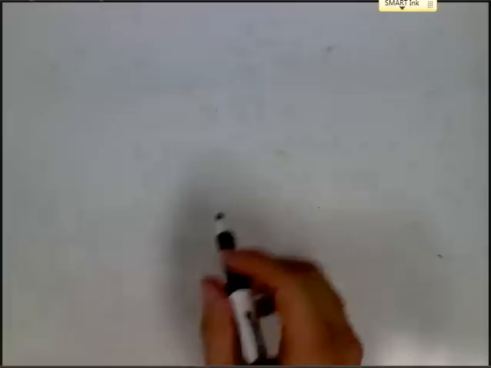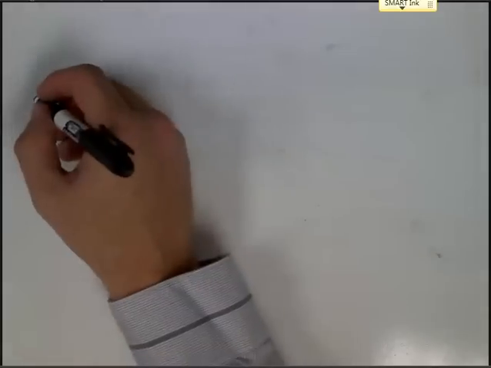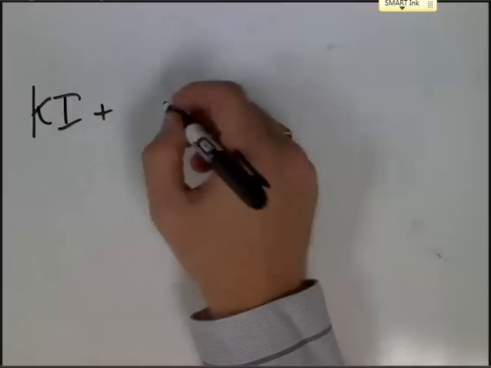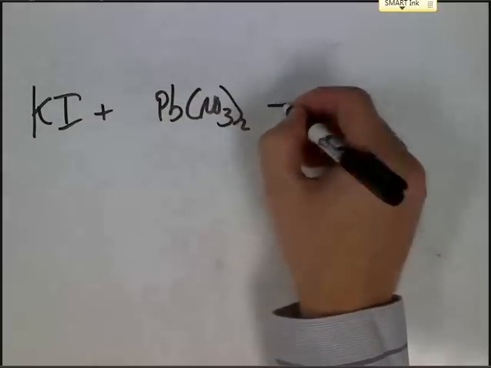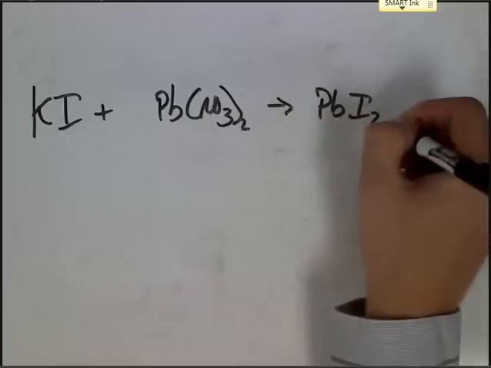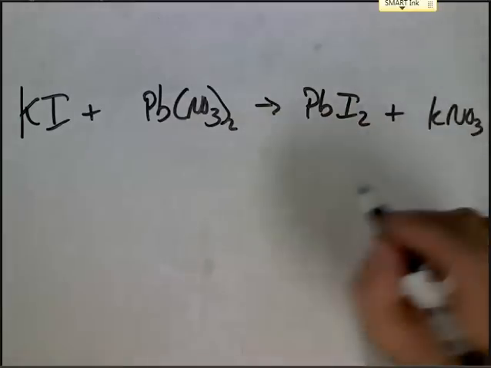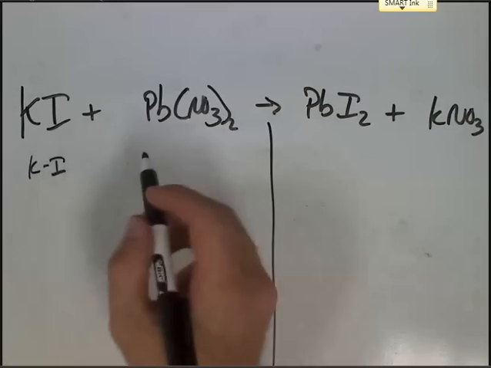We're actually going to skip ahead. If you're following along with the worksheet, we're going to skip ahead here and try one of the trickier ones that will involve doing some more drawing. So let's skip down to, again, if you're following, number 12 on the worksheet. KI plus Pb(NO3)2 gives you PbI2 plus KNO3.